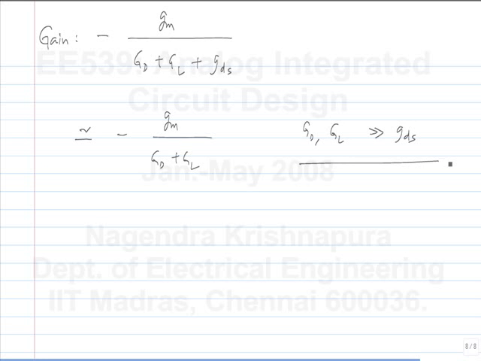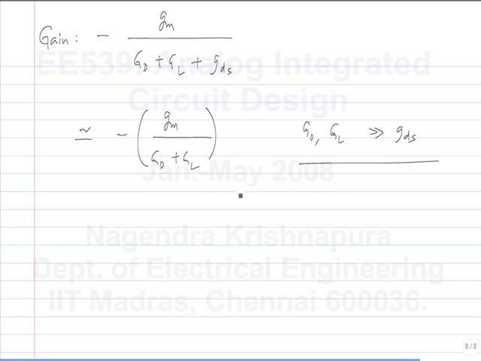So, under this condition, the gain is GM by GD plus GL. So, how would you increase the gain of this amplifier? Decreasing GD. Okay. So, that is one way. What else can you do? Increasing GM. How would you increase the GM? You bias it at a higher current or you use a larger MOSFET.